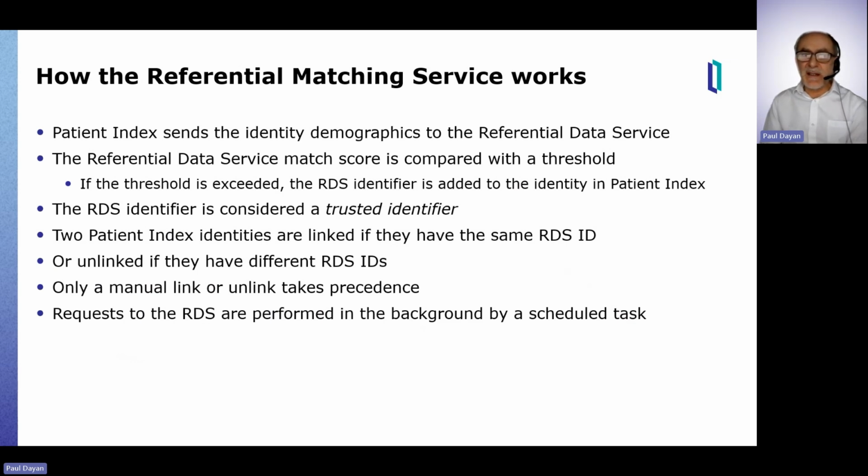Then, when comparing identities from source systems, Patient Index treats the RDS identifier as a special trusted deterministic identifier. If both identities in a pair have RDS identifiers and they are the same, Patient Index links the identities, but if they are different, Patient Index unlinks the identities. This link reason has a higher priority than any other link reason except a human manual intervention. To avoid delaying the inbound pipeline, the requests to the referential data service are carried out in the background, and the classified records are updated when a response is received.